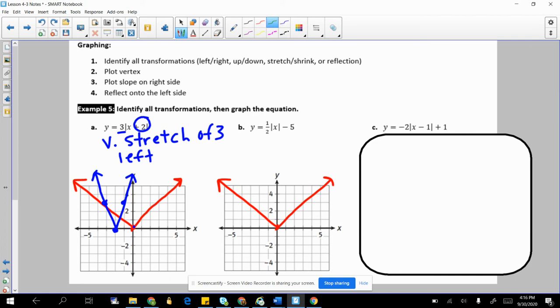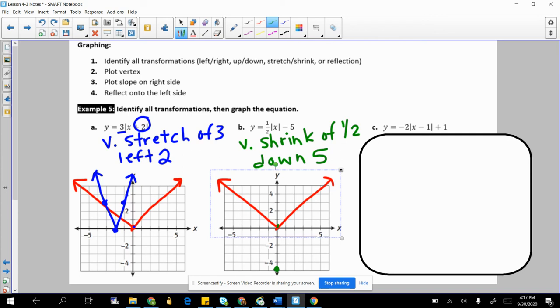Okay, let's try part B. So that 1/2 tells me there's a vertical shrink. Oops, I never wrote 2. So vertical shrink of 1/2. And that -5 tells me it's going to move down 5. Okay, so down 5 is going to be from here, from the origin to here.